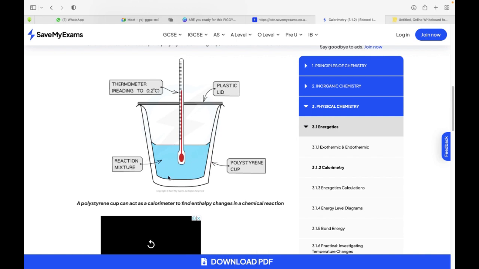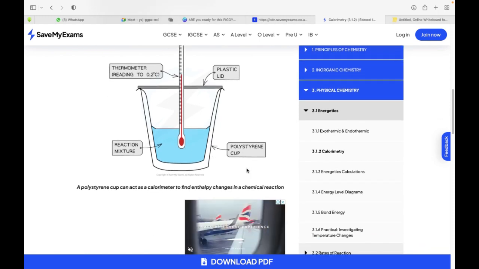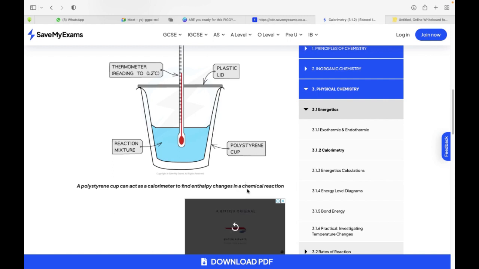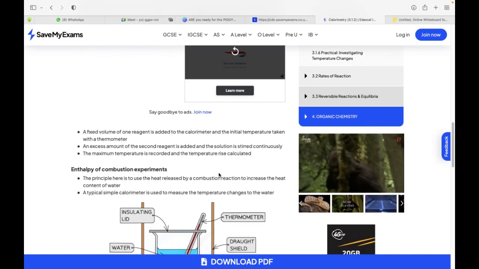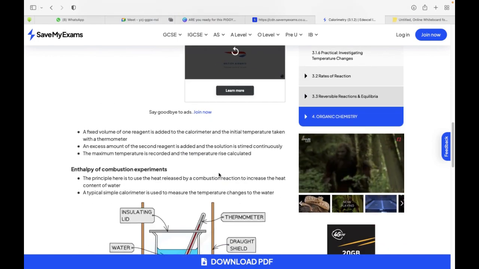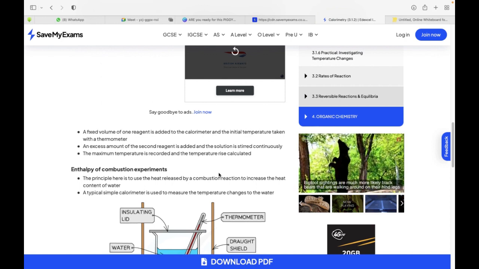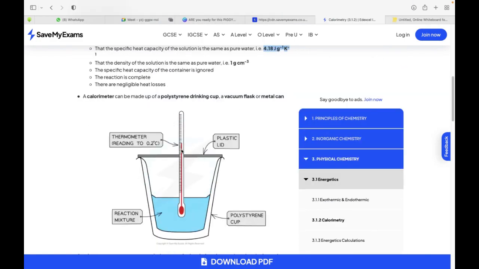Then we have the reaction mixture, the solution itself, which is brought in here. This polystyrene cup can act as a calorimeter to find enthalpy changes in a chemical reaction. A fixed volume of one reagent is added to the calorimeter, and the initial temperature is taken with the thermometer.